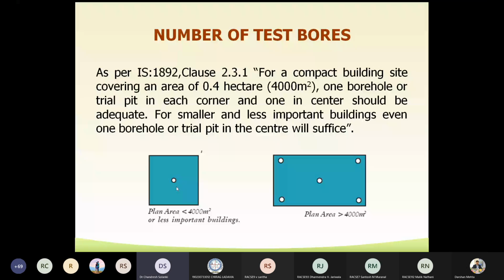However, one borehole is not sufficient every time. We need to decide based on the various factors I discussed, and we will be discussing more now.